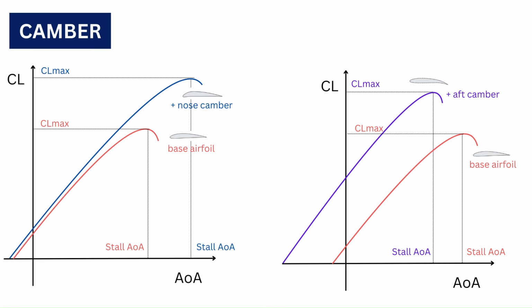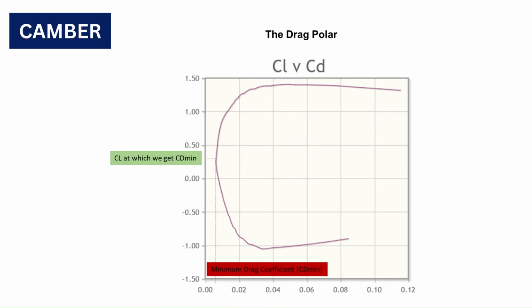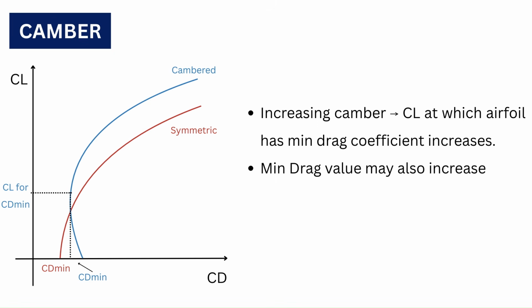CL max and type of stall are important for takeoff, landing and safety, but we also need to consider the drag in cruise. We want the drag to be as low as possible because an airplane spends most of its time in cruise. We have already seen the CL versus CD plots in a previous part of the series. When the camber is increased, the lift coefficient for which it has minimum drag is increased. The value of minimum drag may also increase. As discussed in a previous video, ideally, when the airplane is cruising, the wing should be flying at the CL at which the airfoil has its minimum drag.